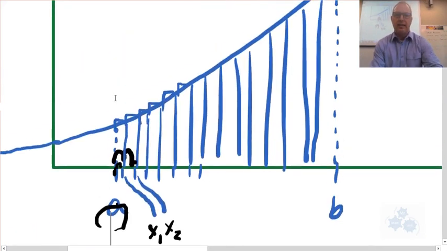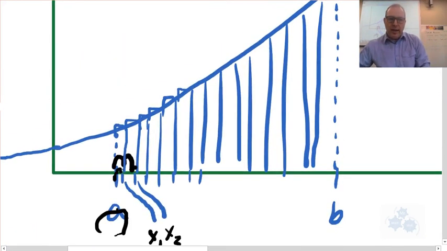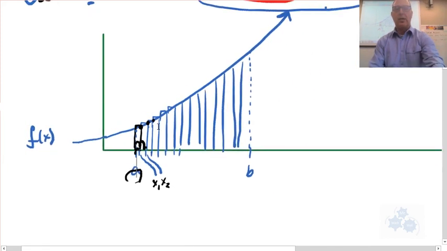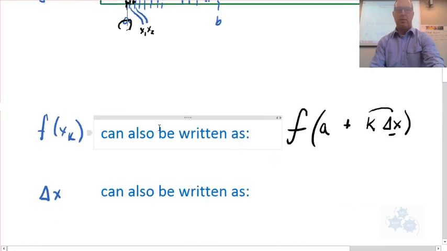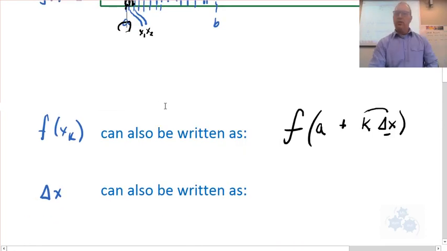When we write it like this, we're actually finding this height when k is 1. And then when k is 2, it's a plus 2 delta x. It's finding this height, and so on. And so is this LRAM or RRAM? It's RRAM, very good. It's right rectangular approximation. Okay, so this is RRAM, and we'll put that in brackets here because I think that's good to remember.